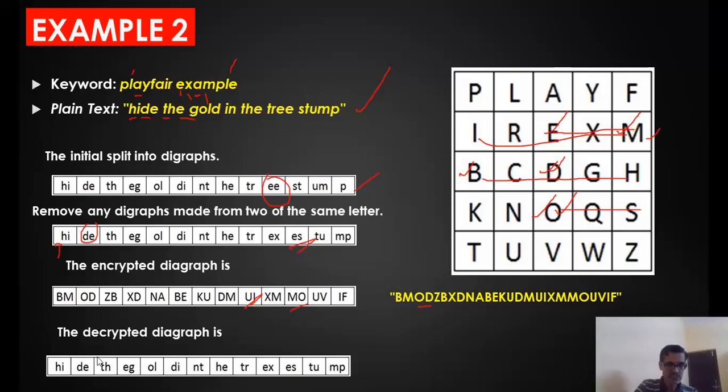Okay. Now in this case, just read it. We have hide the gold in the tree. Okay, well, let me convert it. I have an extra X, right? I got back this, not this.